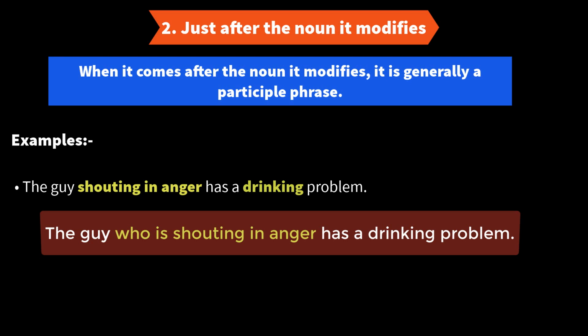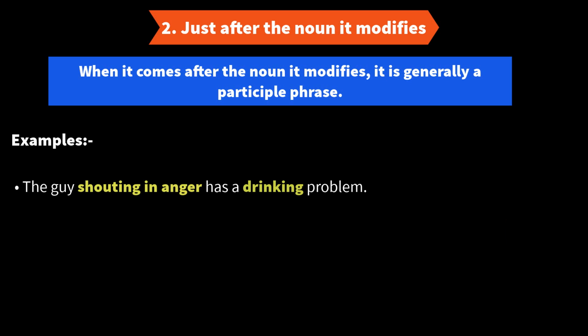So guys, we can make a present participle phrase out of a relative clause. What we have to do is simply remove the relative pronoun and the auxiliary verb. So what are we going to do? We are going to remove the relative pronoun who and the auxiliary verb is. Now it comes down to the guy shouting in anger has a drinking problem. It just means the same thing. Alright, let me show you more examples.